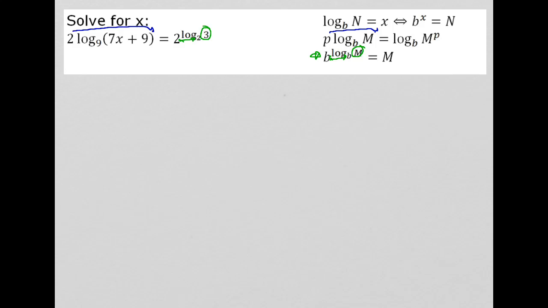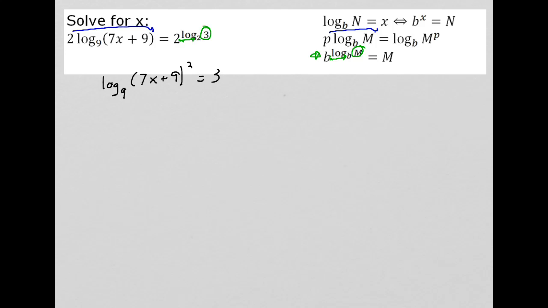So we would have, whoops, I was just going to move that 2, wasn't I? Okay, so we're going to have log base 9 of (7x plus 9) squared equals 3.